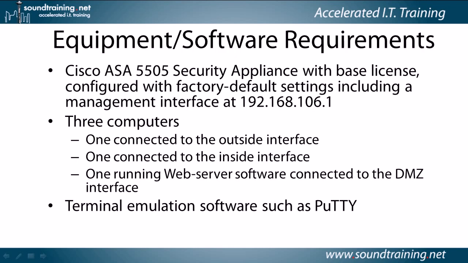Here are the equipment and software requirements. A Cisco ASA 5505 security appliance with a base license. Now, you could do this with a 5510, 20, 40, or 50, and it's going to be very, very similar. There are slight differences in the interfaces, but otherwise, you should be able to do it with a different ASA than the 5505. It does need to be configured with factory default settings in order for you to follow along with the numbers that we're using and so on, including a management interface at 192.168.106.1.